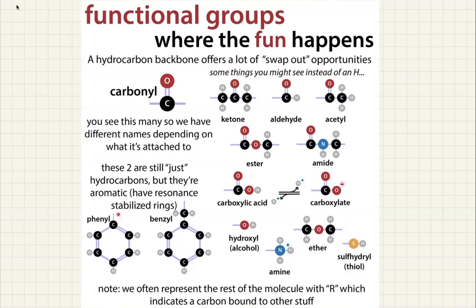A couple other things: a phenyl ring is basically a benzene ring attached to something. If it's a benzene and a carbon attached to something, then this whole thing is called a benzyl group. You don't need to worry about the benzyl too much, but you will need to know the phenyl, especially in the context of phenylalanine. It's going to help you remember that phenylalanine has a phenyl group attached to the alanine. And then note that we often represent the rest of the molecule with R. So R equals rest of molecule.